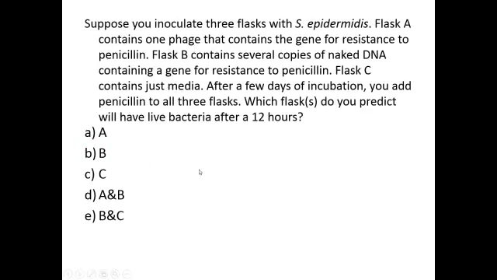Now for this next question, we're going to be talking about horizontal gene transfer. So here's our scenario. Suppose you inoculate 3 flasks with Staphylococcus epidermidis. Flask A contains 1 phage, or bacterial virus, if you remember from Chapter 5, that contains the gene for resistance to penicillin. Flask B contains several copies of naked DNA containing a gene for resistance to penicillin. Flask C contains just media.